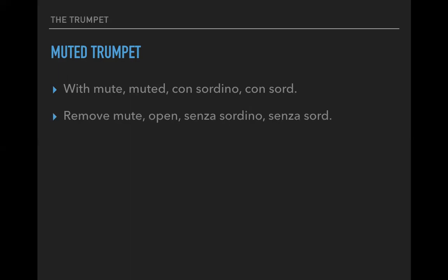Muted trumpet. It's good to have the basics. There are many, many mutes, and I would encourage you to spend time with a trumpet player if you want more in detail. But the basics you should know how to mark it on the page. You can simply say it in English with mute. You can say muted, con sordino, or con sord for short. To remove it, you just simply say remove mute or open, senza sordino, senza sord, without mute.